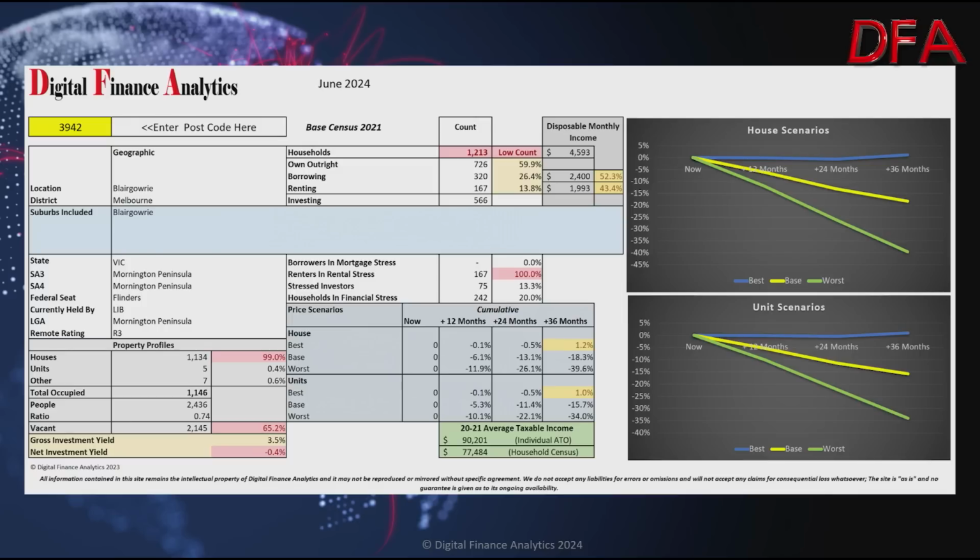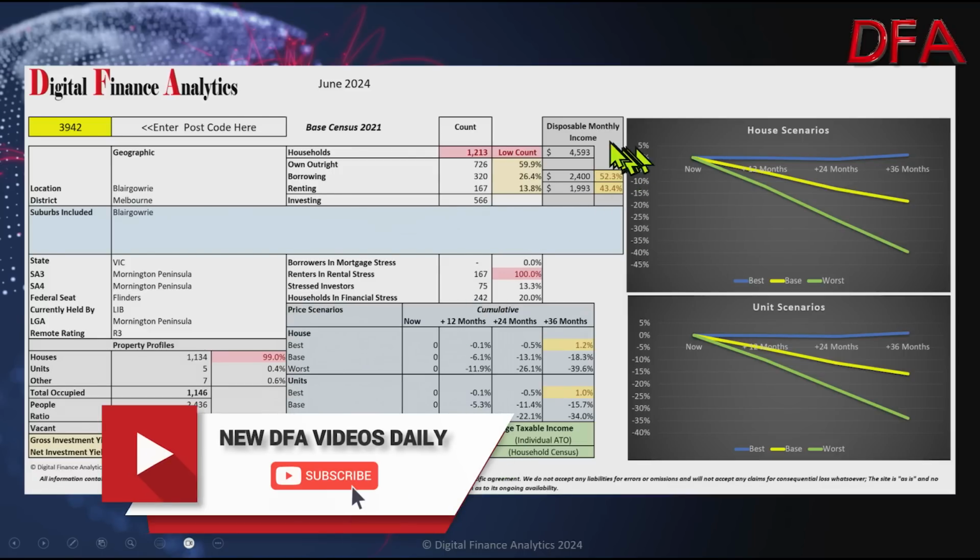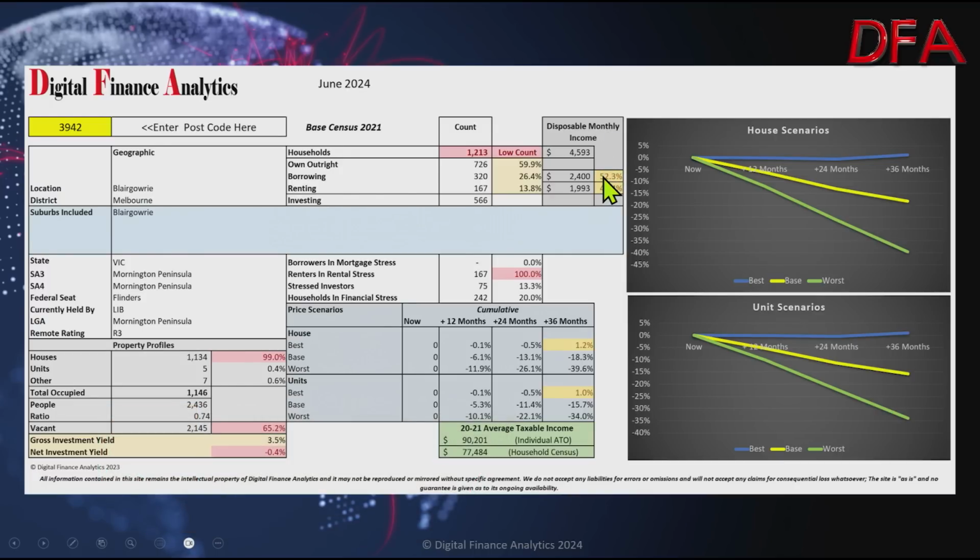So again, be careful with this data. Gross investment yield is 3.5, but the net investment yield is still minus 0.4%. Average taxable is 90,000. The individual household was 77,000 from the census. That gives us disposal monthly of 4,593, giving 52% going on the typical mortgage, 2,400, and 43% going on the typical rent at 1,993. But of course, if these are second homes, then these might be distorted.